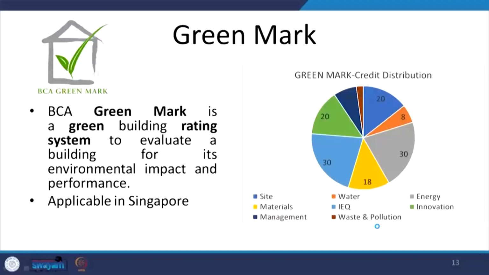Now this BCA Green Mark is the rating system which is applicable in Singapore, and we see again that a lot of emphasis on energy and indoor environment quality is being placed.